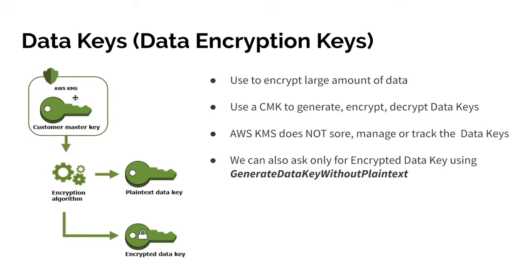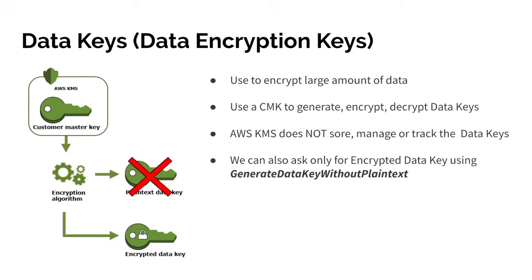So I make a call to the KMS API and then KMS will send me not just one but two versions of the data key. One version of the data key is encrypted by KMS, so we call it the encrypted data key. And the other one is the decrypted version of it, or the plain text version. So what I do then is I use this plain text data key to encrypt my large amount of data, and as soon as I am done with the encryption, I delete this plain text data key.